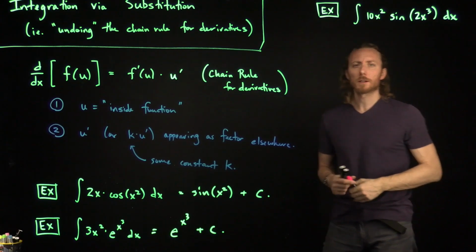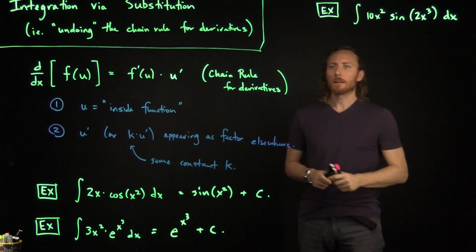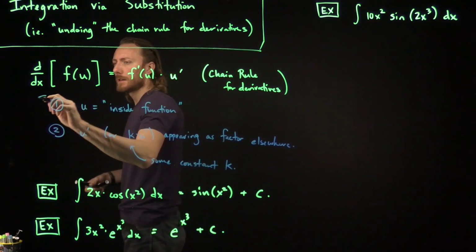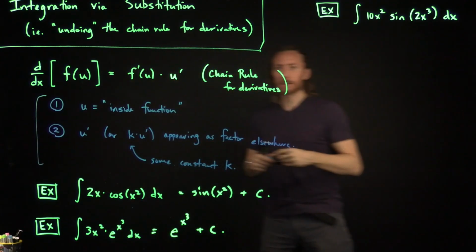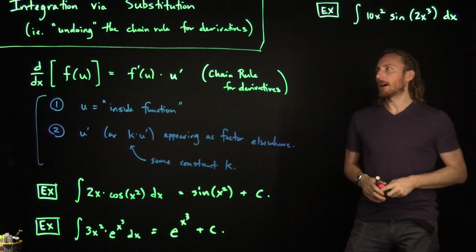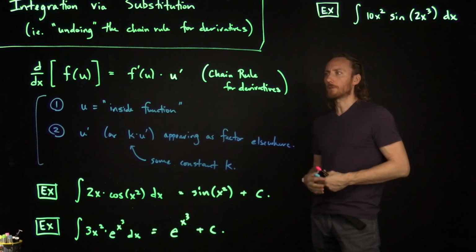All right, so continuing on discussing integration by substitution, let me tip us off to the features to look for in a function inside an integral, which would be an indication of the fact that the chain rule for derivatives would have occurred, that integration by substitution would be in play.